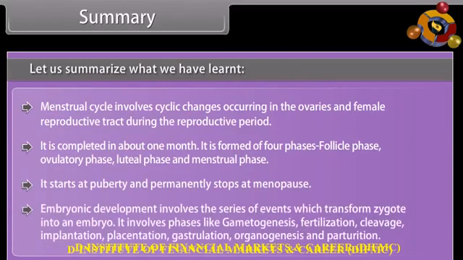Embryonic development involves the series of events which transform the zygote into an embryo. It involves phases like gametogenesis, fertilization, cleavage, implantation, placentation, gastrulation, organogenesis, and parturition.